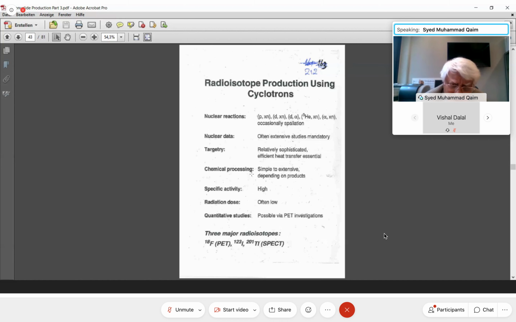In reactor also things keep on changing. I would say in cyclotron you can add gallium-68 for PET, and in reactor you can add maybe lutetium-177. Lutetium-177 is also getting very popular. I think things are developing, but I was just telling the three most important ones. Cyclotron are these three here, fluorine-18, iodine-123, and thallium-201.